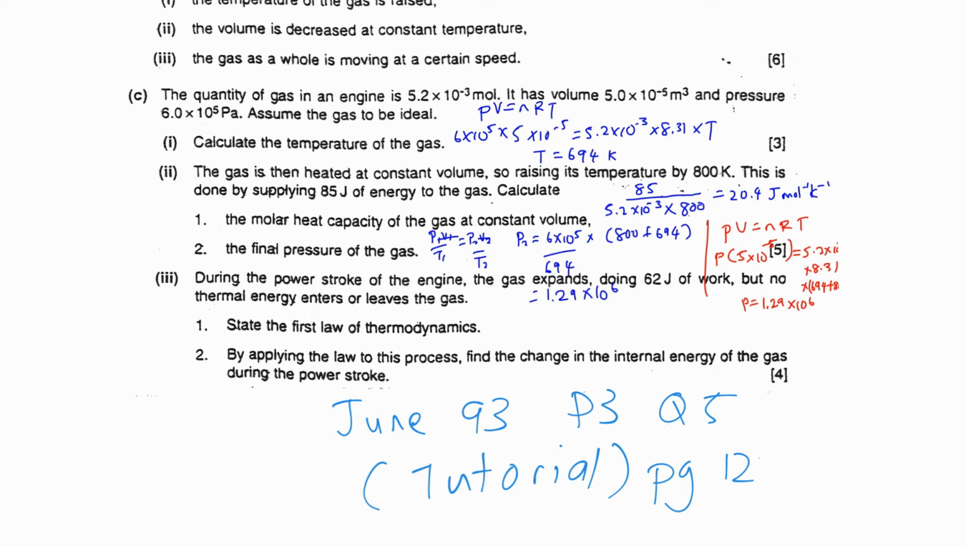What is your final temperature? 694 plus 800. Do you understand? Alright, be careful. So your final temperature is 694 plus 800. So calculate the molar heat capacity.